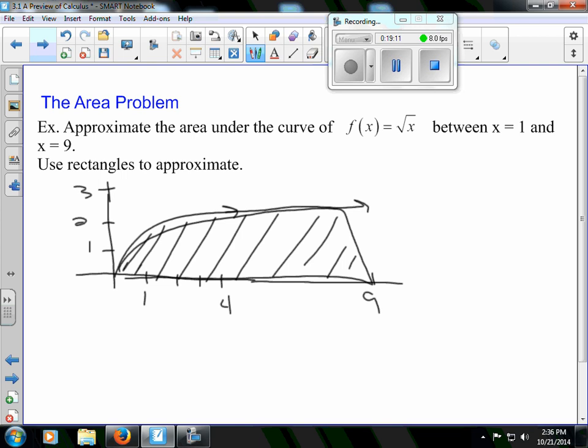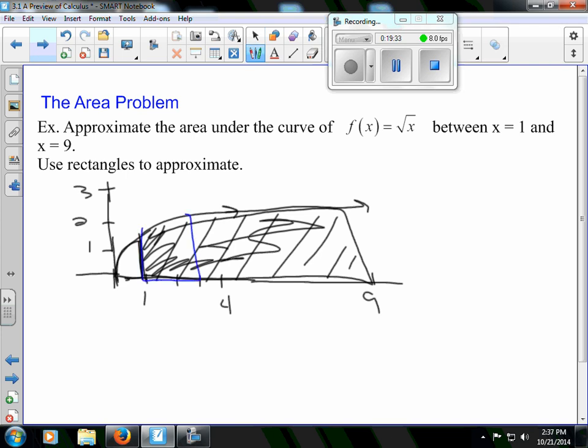Oh, 4 is a bad number. Oh, between 1 and 9. So let me change this. I only want the area between 1 and 9, so I'm not going to include this region here between 0 and 1. So let's go ahead and use 4 rectangles then.